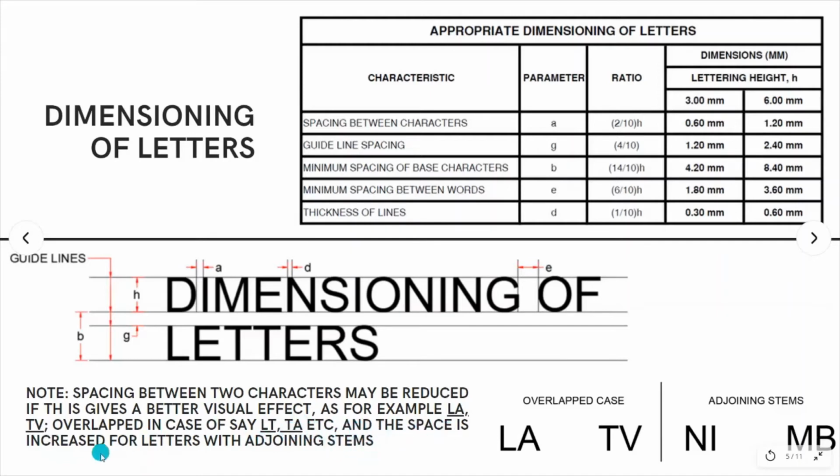And the space is increased for letters with adjoining stems like this. N and I, right, have adjoining stems, so they are a bit close. So the space should be made a little larger, so it doesn't matter as much. So this is preferred or appropriate, but it is really case to case, so that our lettering is visually pleasing.